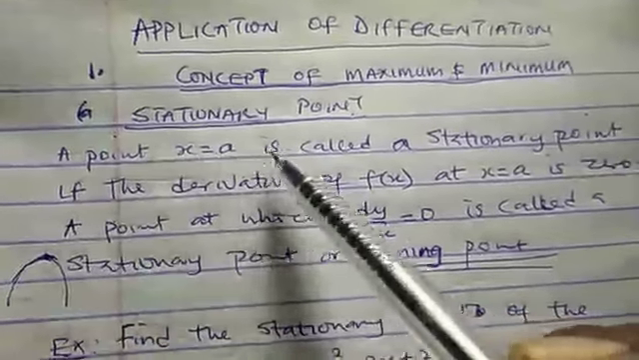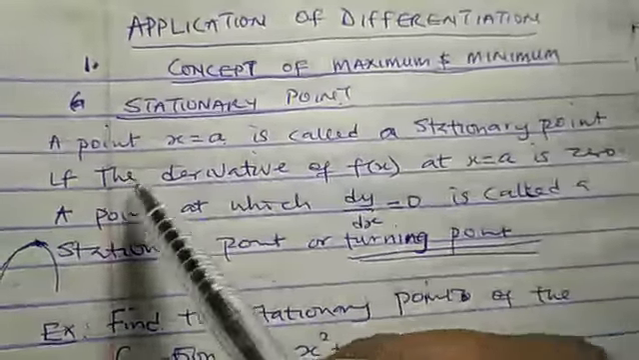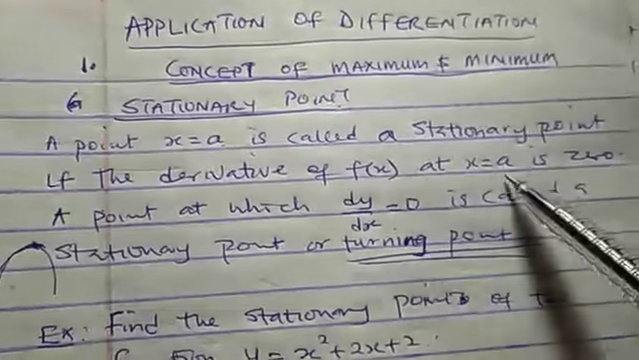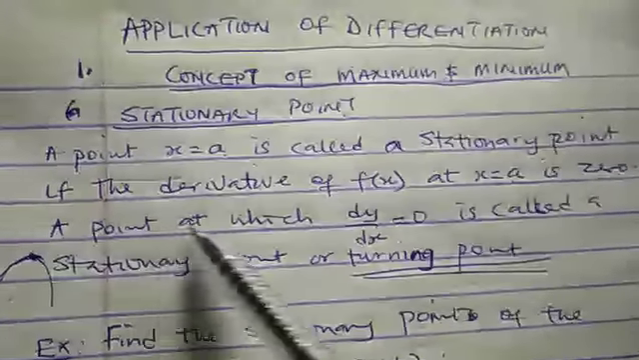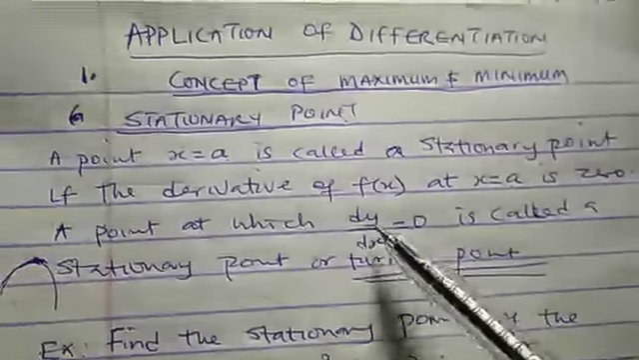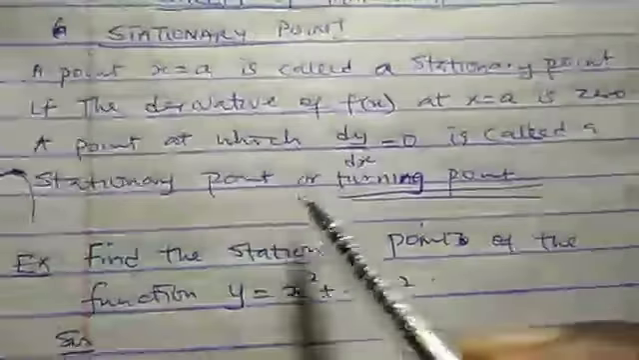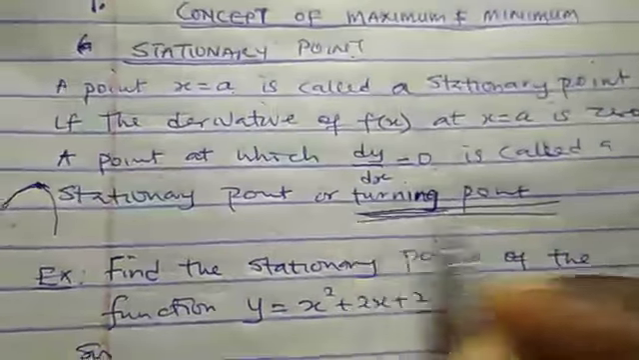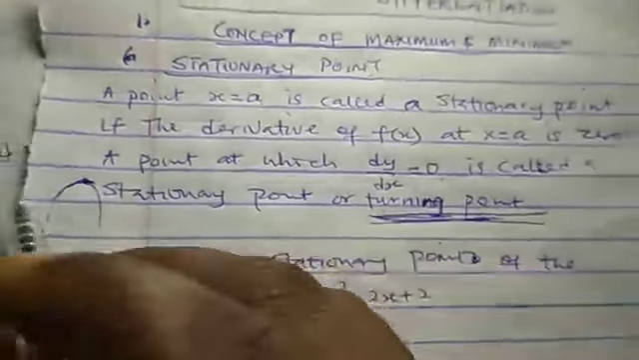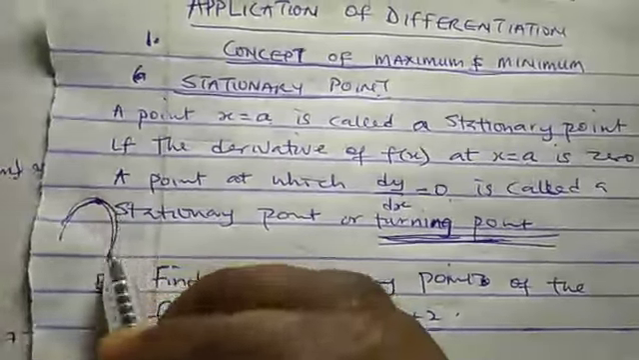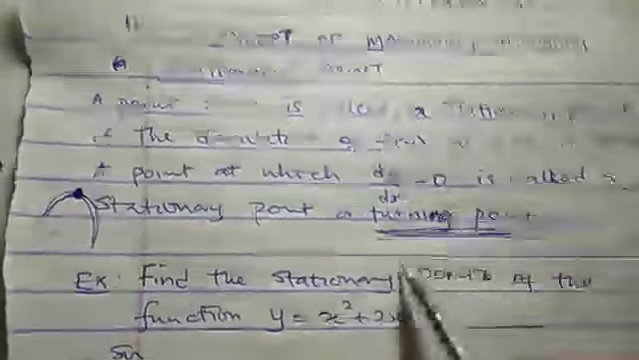We say that a point x equals a is called a stationary point if the derivative f'(x) at x equals a is 0. What that simply means is that a point at which dy/dx is 0, that type of point is what we call a stationary point, or we call it a turning point. So this is a turning point. At that point, dy/dx is 0.